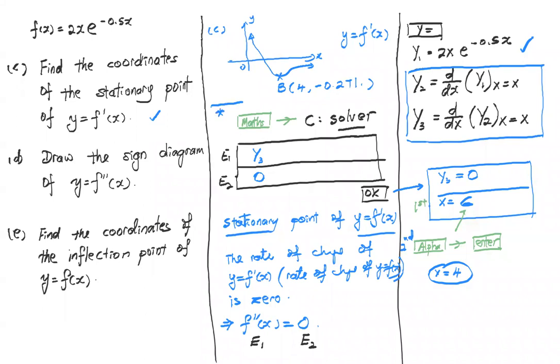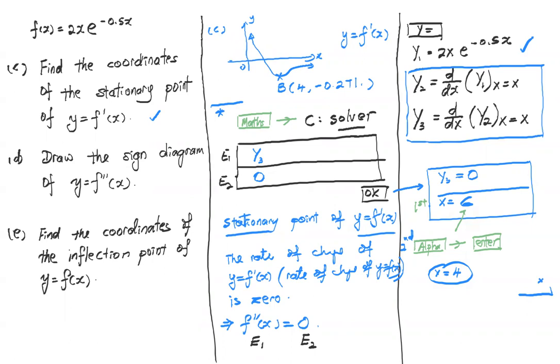So you just try to go back and figure out. So you get your x equal to 4, correct? So this is the x coordinate of the stationary point of f prime x. So if you want to know f prime x, then you have to go back to your y2 to get the value. So we hold this part first.